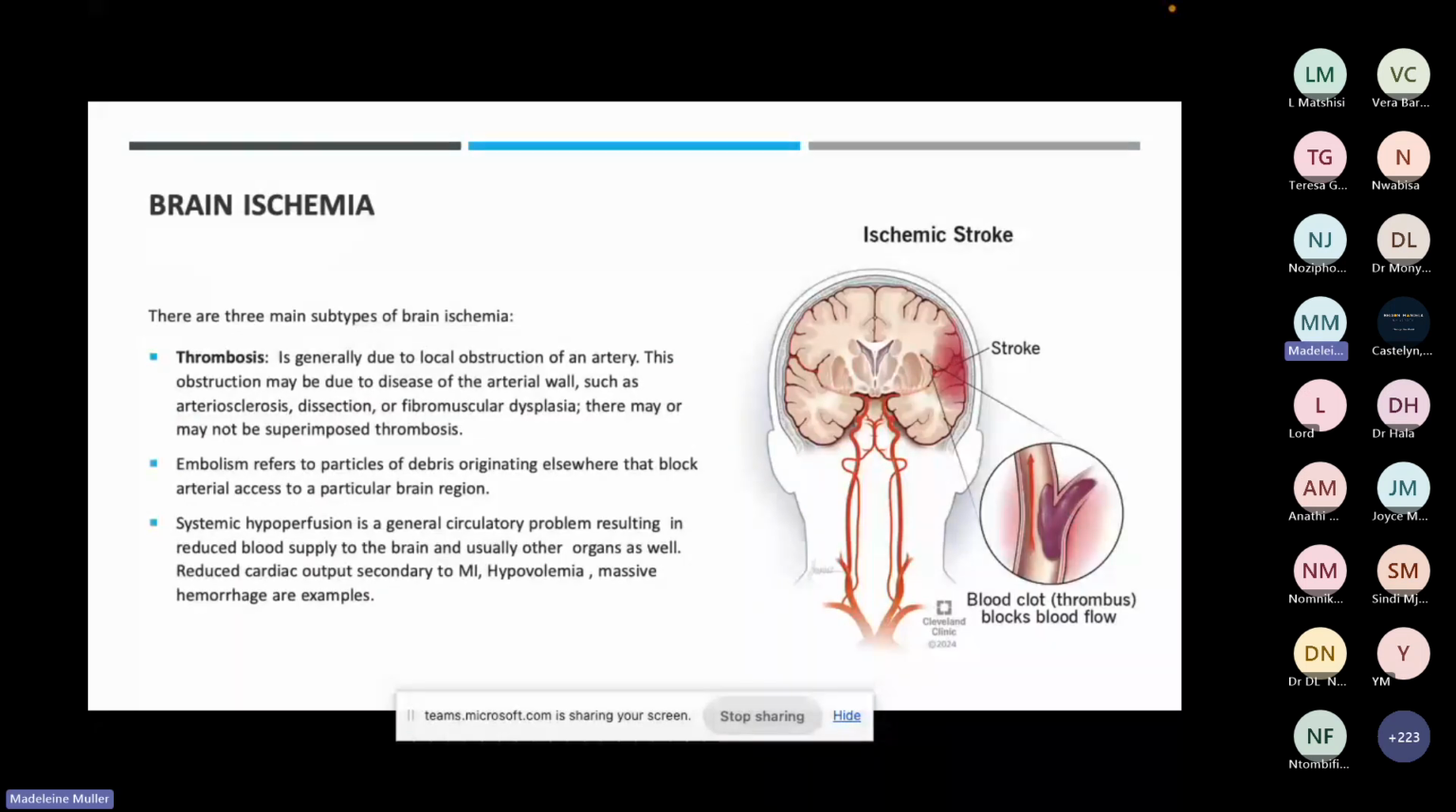So there are three main subtypes of brain ischemia. There's thrombosis. Thrombosis is generally due to local obstruction of an artery. This obstruction may be due to a disease of the arterial wall, such as atherosclerosis, dissection, or fibromuscular dysplasia.